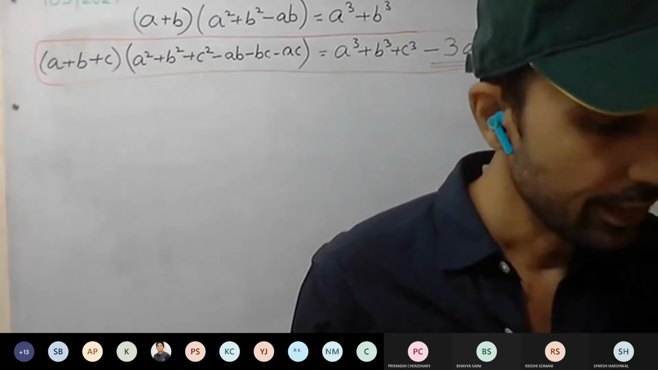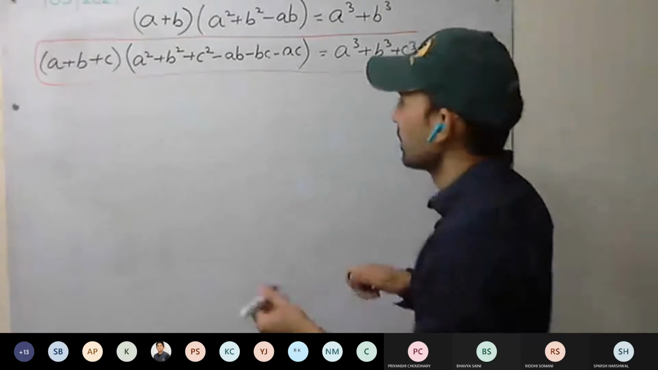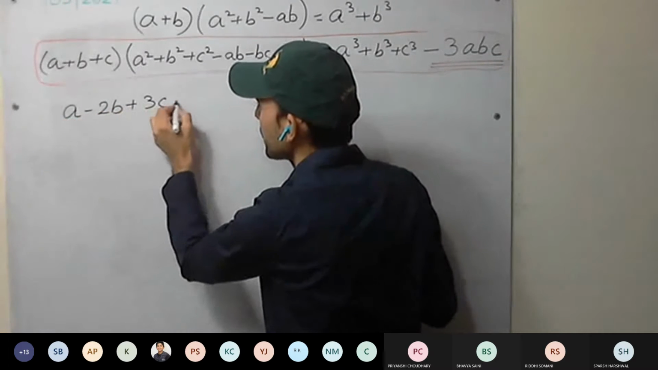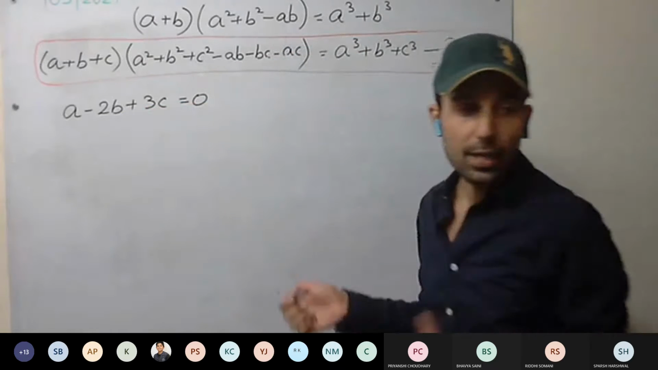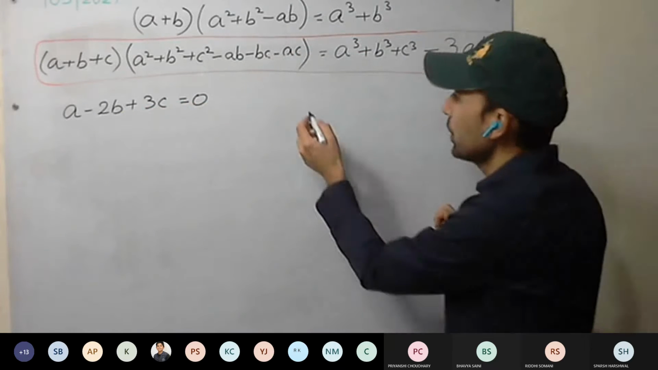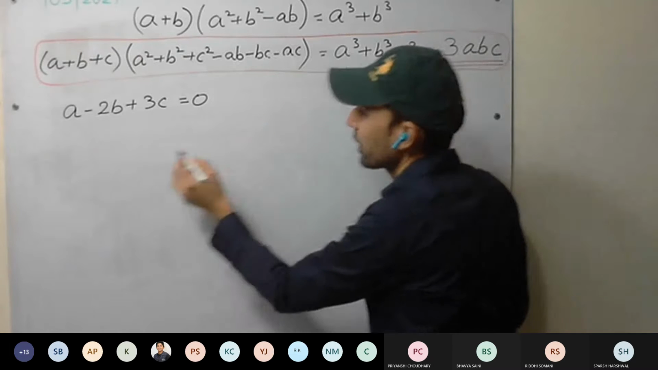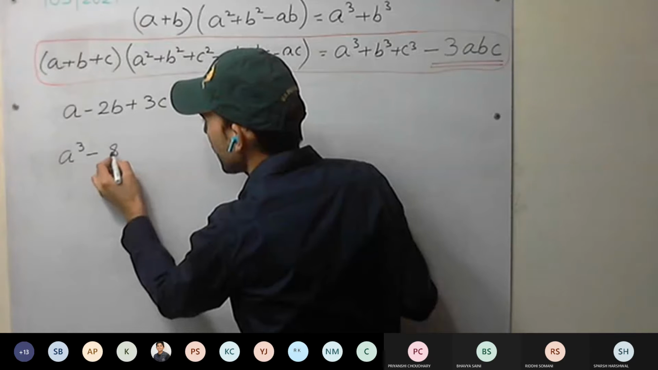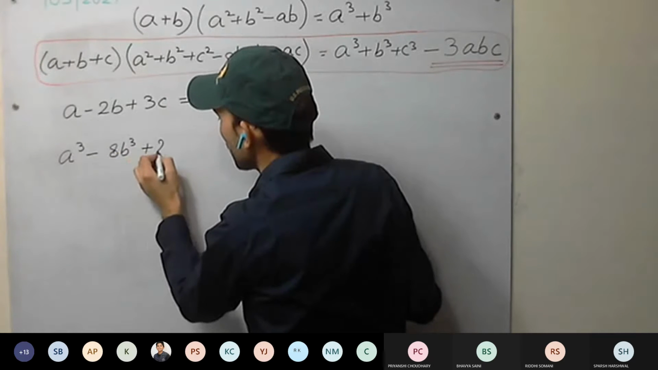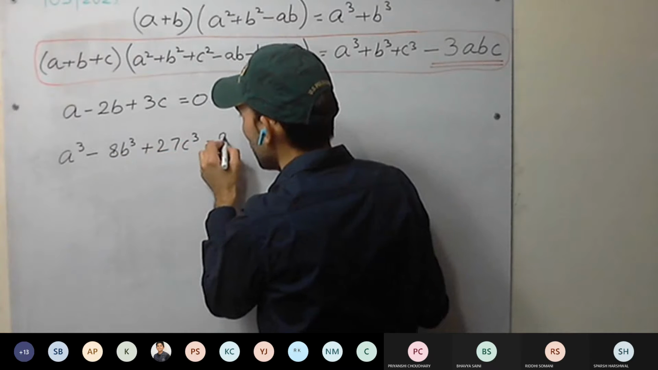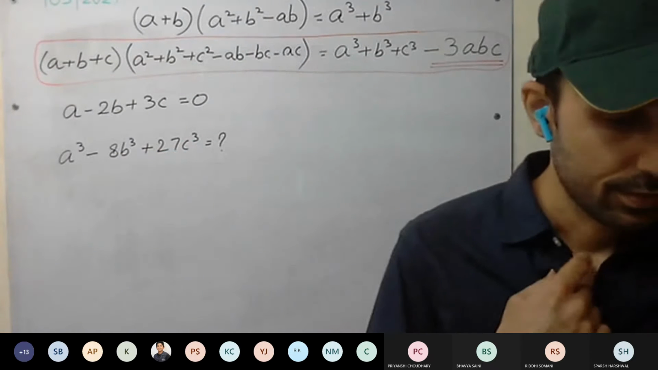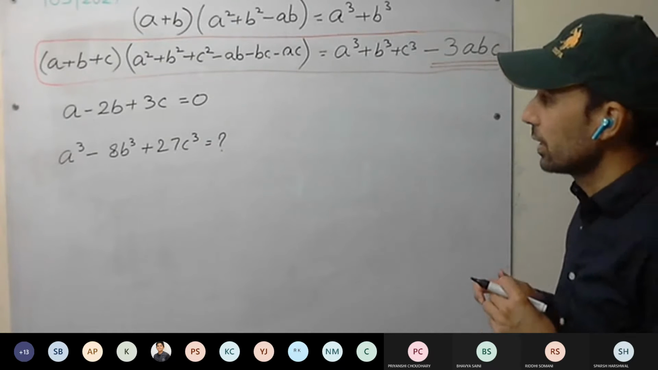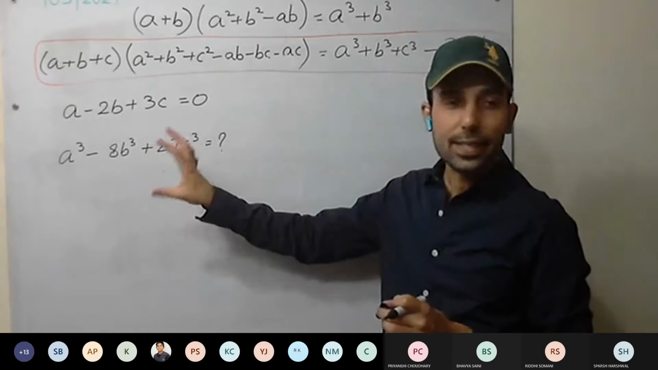In this question it is given a minus 2b plus 3c equal to 0, and we have to calculate a cube minus 8b cube plus 27c cube. Its value we have to calculate. So are you able to get any idea?